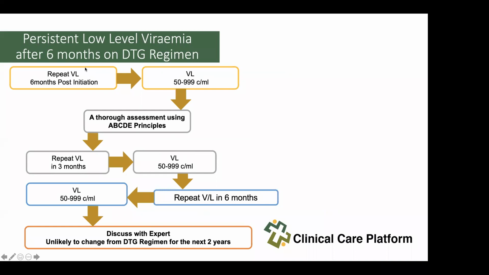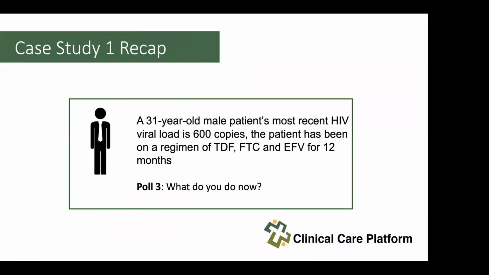This is now the same algorithm, but for a patient who's taking a good drug like DTG, as you can see right there. And the key thing here is that if a patient has low-level viremia that you have confirmed, and they are taking dolutegravir or lopinavir, ritonavir, please don't be in a hurry to switch them. It is unlikely, and really we need to wait for at least 2 years before we make that decision to switch this particular group of patients. All right, so I've given you a whole lot of information. All I'm saying is that there are risks that you have to take into account.